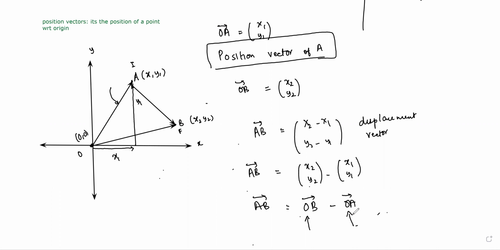And that is true for any vector. Say if you take a vector PQ, then the vector PQ can be written as OQ minus OP. If you have a vector YZ, the vector starts from Y and ends at Z, it can be written as OZ minus OY, the final position minus the initial position.